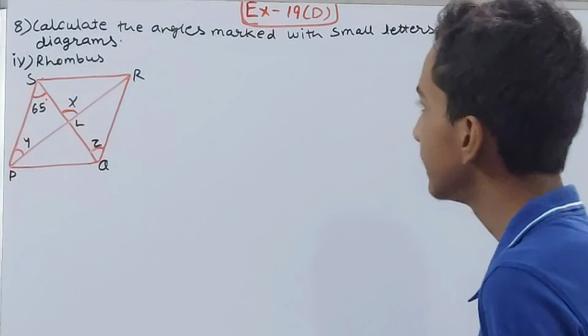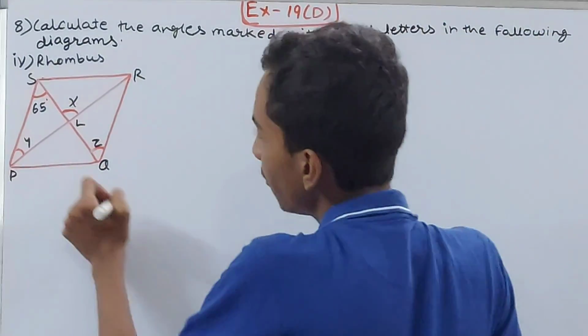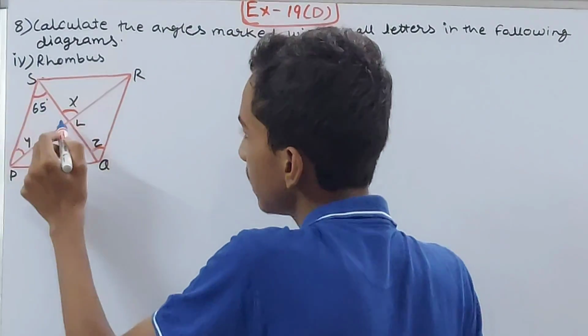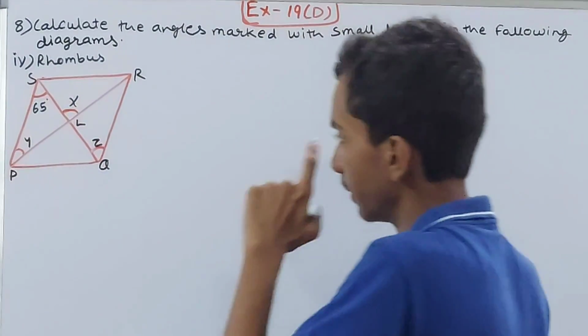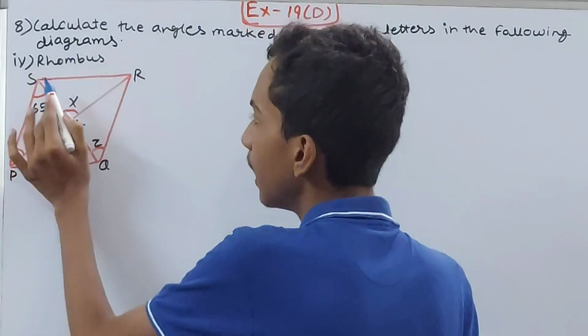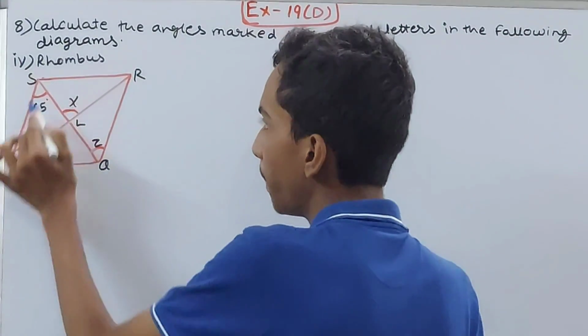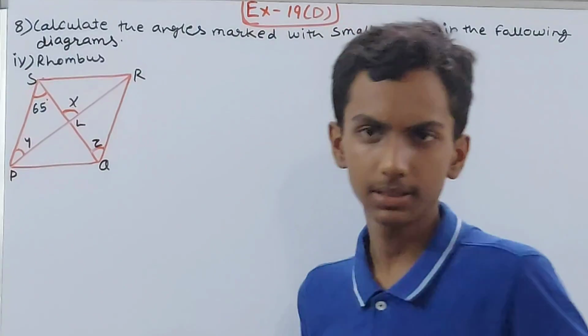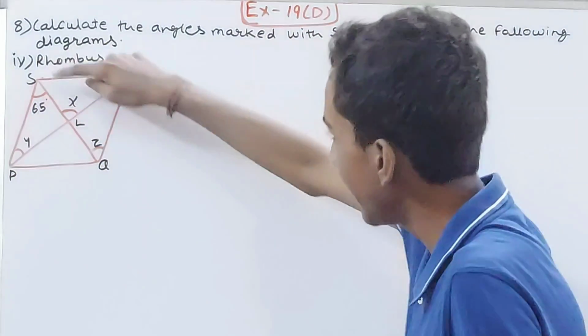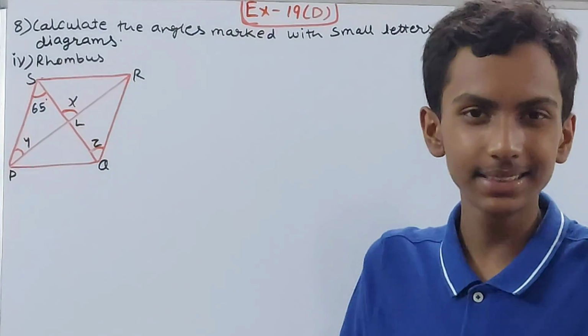Now the fourth part is again another rhombus. You have to find X, Y and Z. This is your PQRS, a rhombus with L in the center. Look, you have angle PSQ as 65 degrees. This is given. Angle PSQ is 65 degrees and SQR is representing Z.